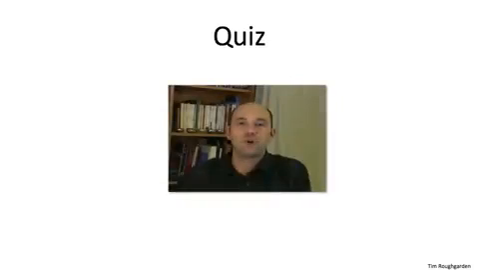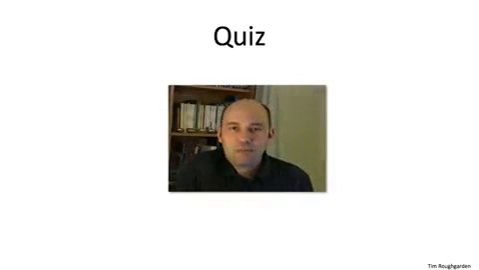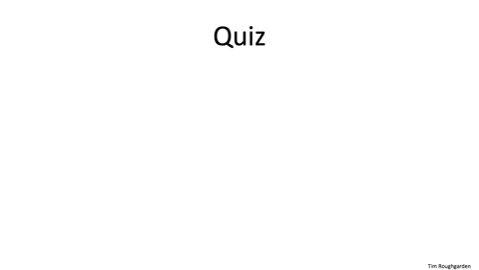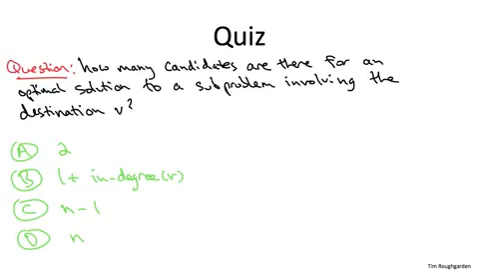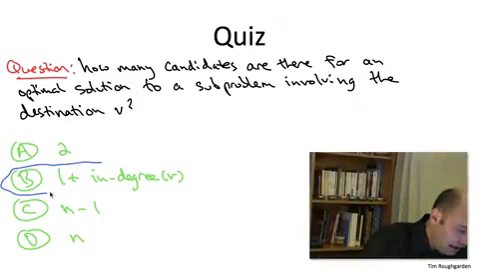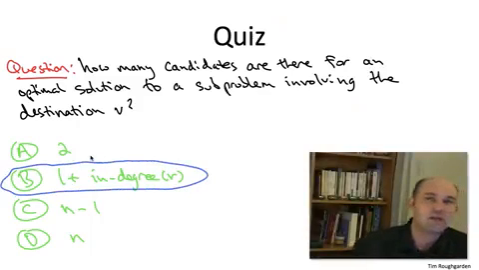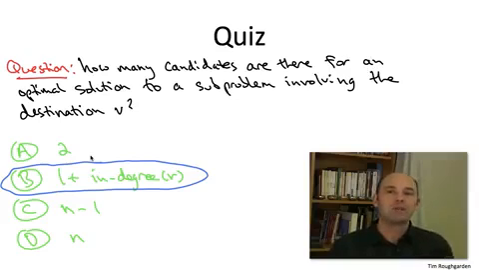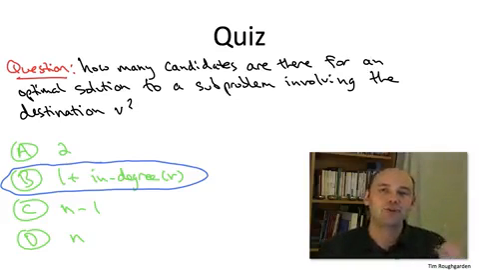And the question is, for a given destination V of some input graph, how many candidates are there for the optimal solution of a subproblem that involves V? The correct answer is the second one. The answer depends on which destination V you're talking about. And what governs the number of candidates is the in-degree of this vertex. That is the number of edges of the input graph that have V as their head.